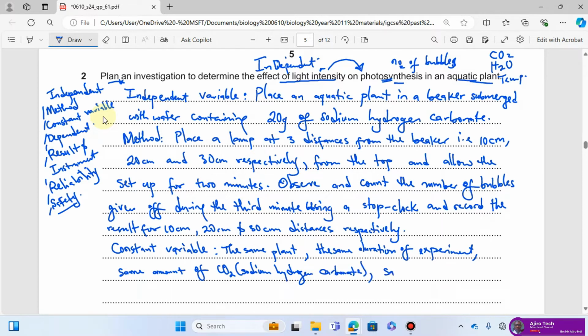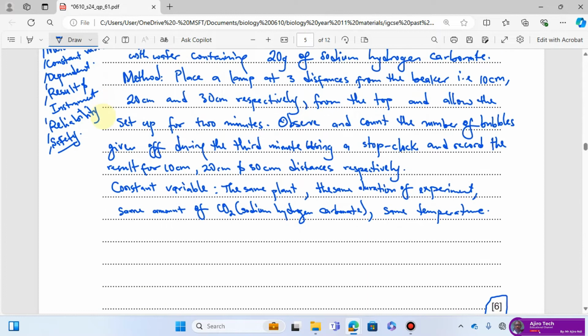All right, same temperature. Now all you need to do, once you write this, is pick about 3 or 4 of these constant variables. We are using the same plant. We are going to allow the experiment the same duration. We are going to keep it at the same room temperature, because these are factors that affect the rate of photosynthesis. 3 is enough, because each of these in the mark scheme will give you 3 marks.